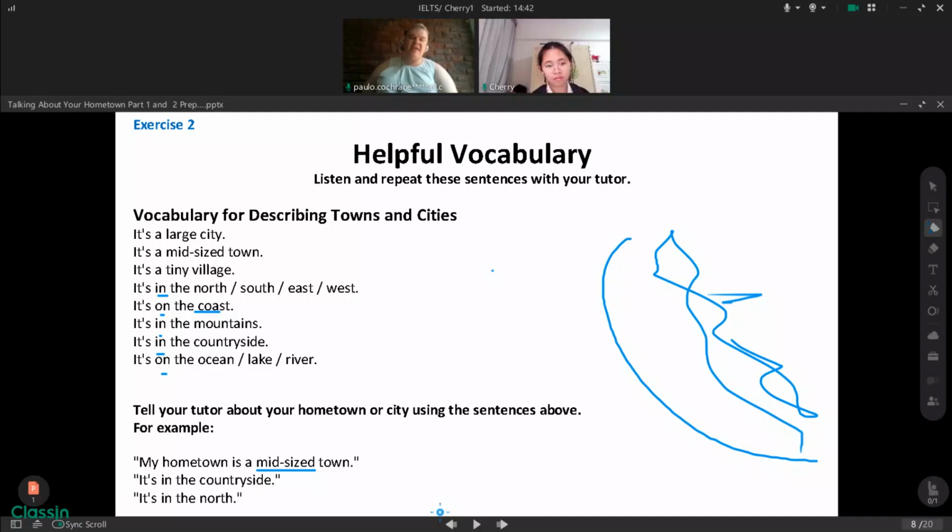Okay, so can you say mid-sized? Can you say mid-sized? Mid-sized. There we go. Remember the pronunciation here for mid-sized, meaning it's not big, not small, it's just the right size. So mid-sized. Okay, well done. Let's go to the next part.